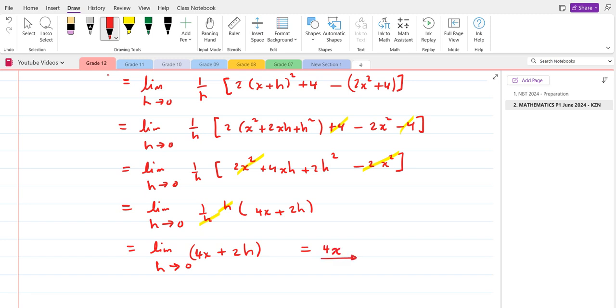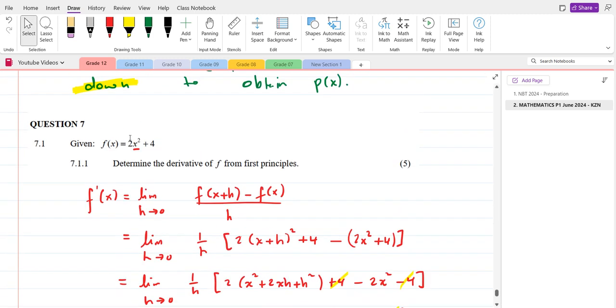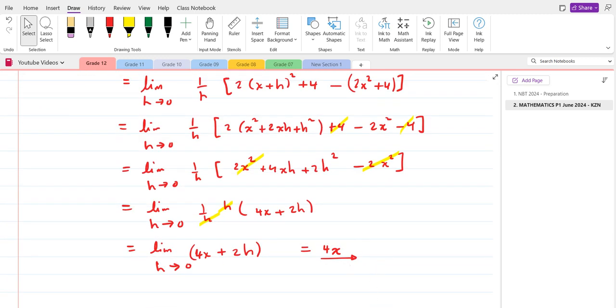I hope you understand, guys. Right, so what's f prime x? 4x. And you know from the rules, 2 times 2 is 4. Subtract 1 from the power. Derivative of a constant is 0. So we get 4x. Next question.